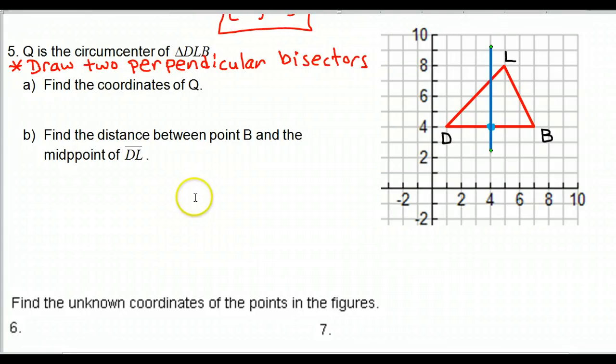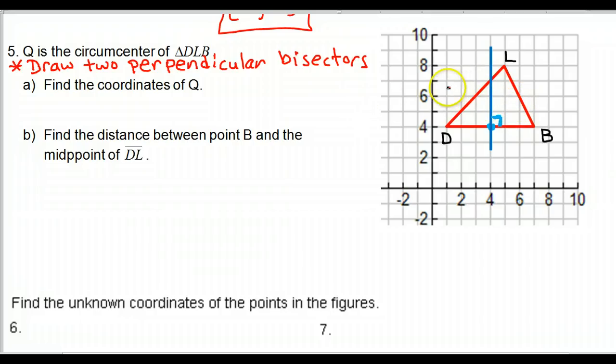Okay, that's a perpendicular bisector. Just for fun, I'm going to put this little box on here to remind us that it's perpendicular to that side right there. Now, we have to pick another side. We could either pick LB or DL. Either way, it doesn't really matter. I think I'll wind up doing both, but I'm going to start with the LB side.